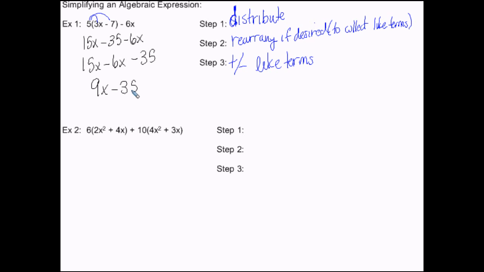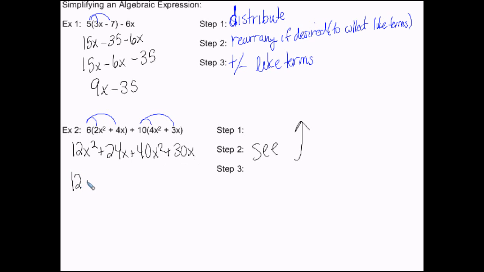Okay. Steps will be the same. So first I'm going to distribute. 6 times 2x squared would be 12x squared. 6 times 4x will be 24x. 10 times 4x squared will be 40x squared. And 10 times 3x will be 30x.